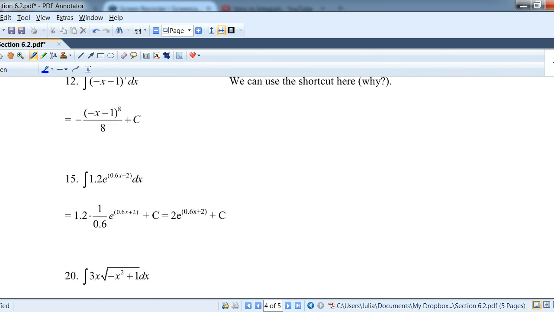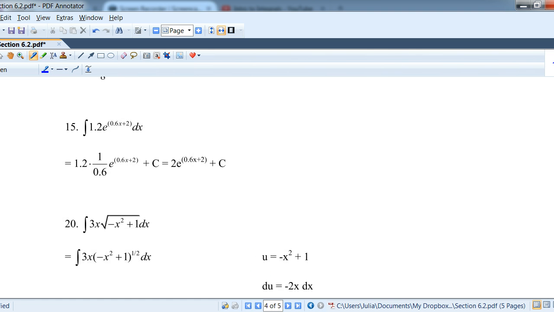So here is a somewhat more complicated example. We have 3x times the square root of negative x squared plus 1. Again, we can rewrite it as a half power right off the bat. Make u the inside function. Again, take the derivative, which is du equals negative 2x dx. Again, we have 3x here, but we have negative 2x here.